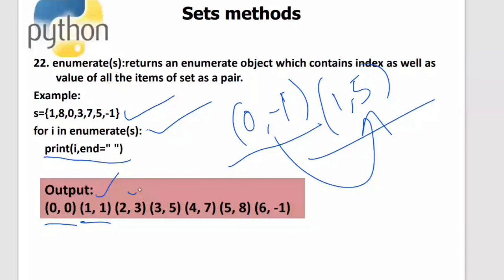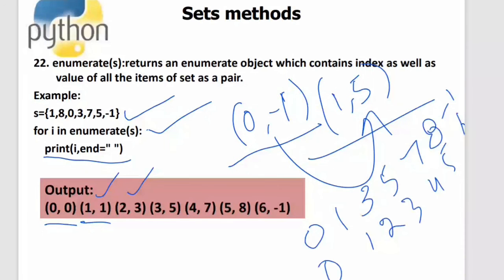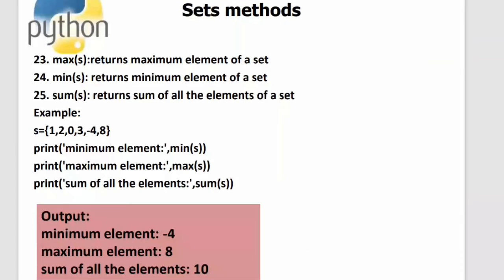Yes. Okay, so now we'll look into the functions maximum, minimum, and sum, which are represented as max, min, and sum. These three methods take a set as an argument: max will take a set as an argument, min will take a set as an argument, and sum will take a set as an argument. Here I have given all these methods in a single program.